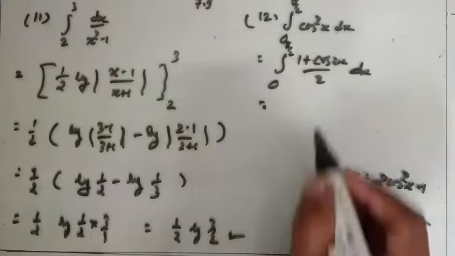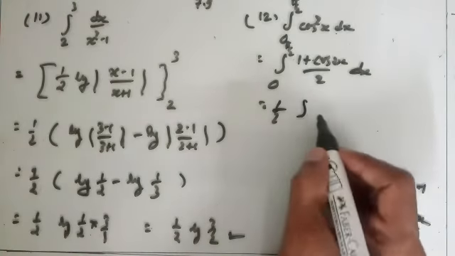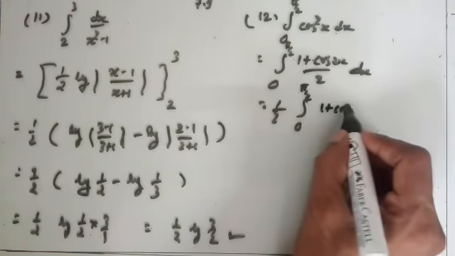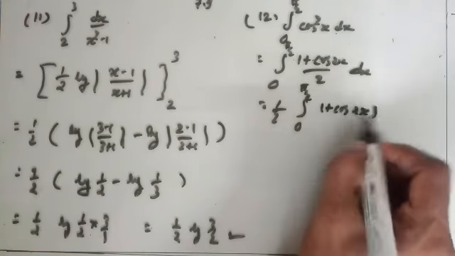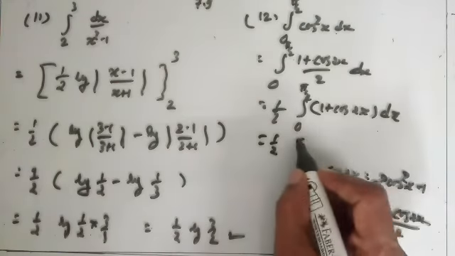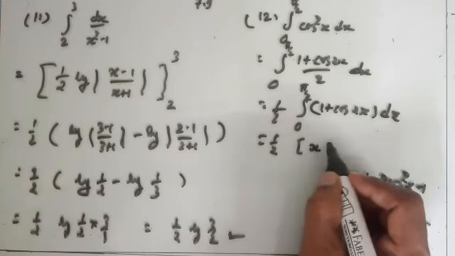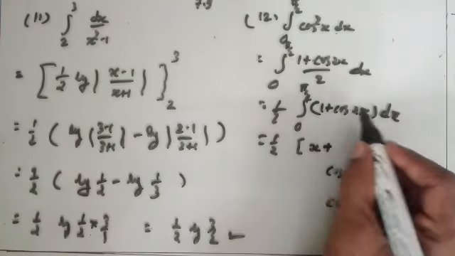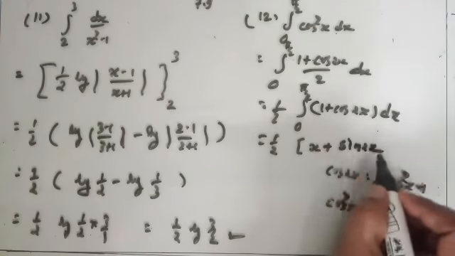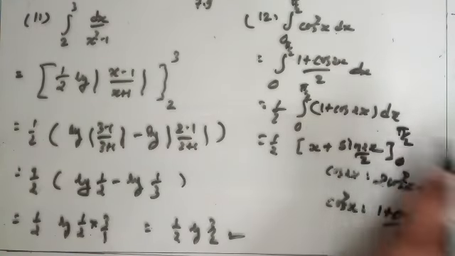So it is equal to, now 1 by 2 take outside, and integration from 0 to pi by 2 of 1 plus cos 2x dx. Now find the integration of both terms. Integration of 1 with respect to x is equal to x, plus integration of cos 2x is equal to sin 2x upon 2, and the limit 0 to pi by 2. Clear?